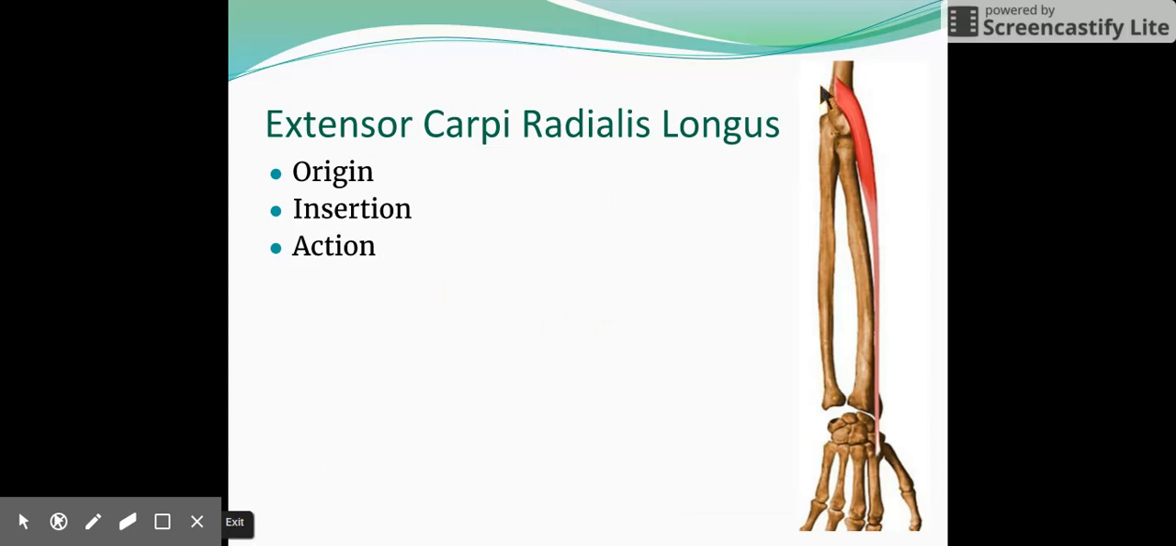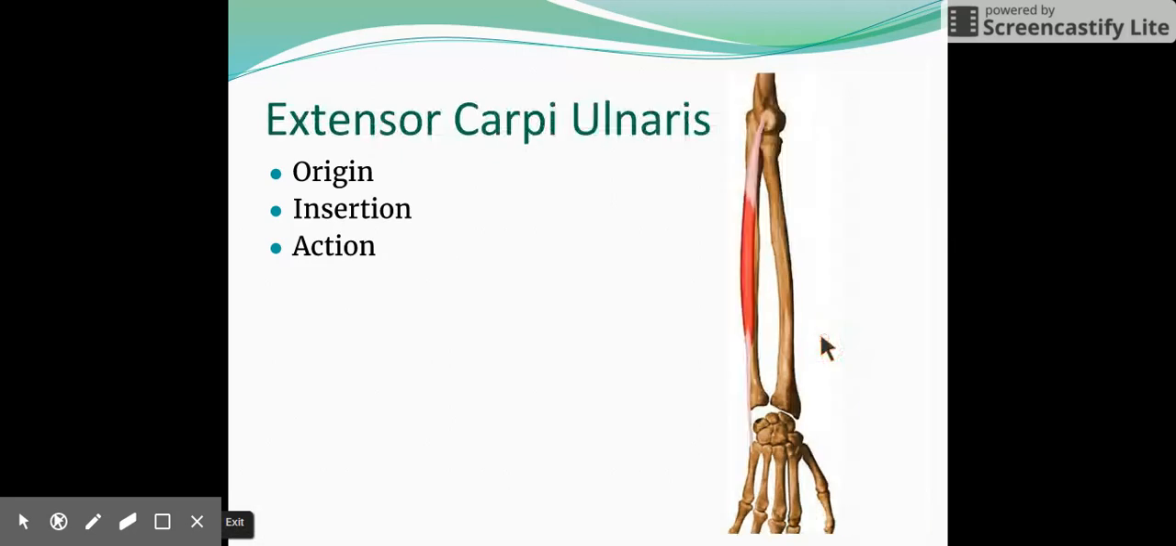So the origin, again, on extensor carpi radialis longus is the humerus. Its insertion point is here at the first metacarpal, the second metacarpal. And its action is, again, to extend the hand at the wrist. So it's really opening up that hand again.